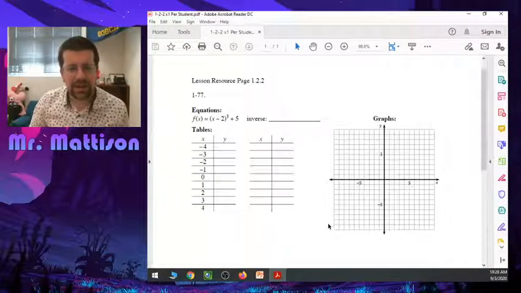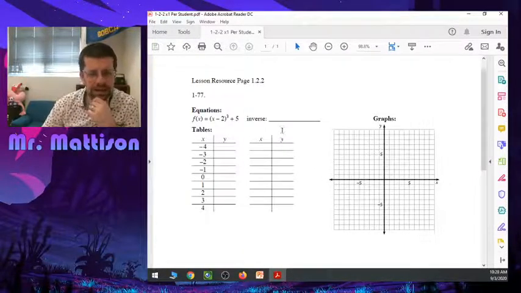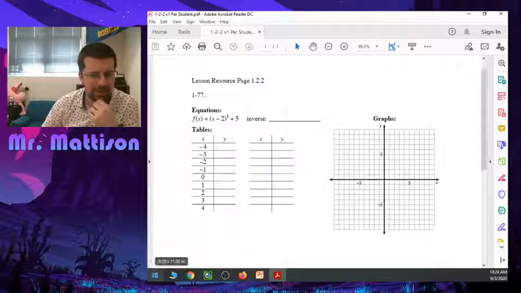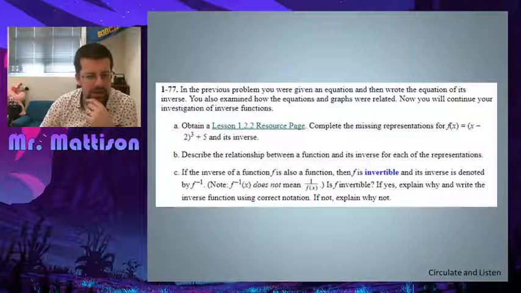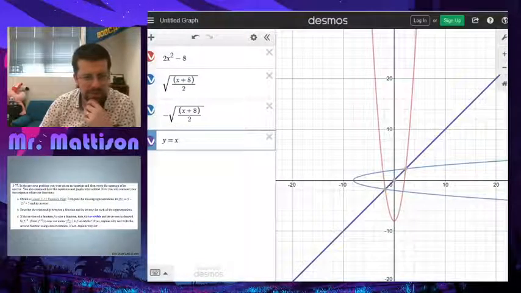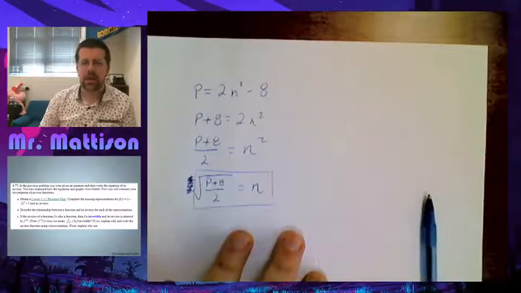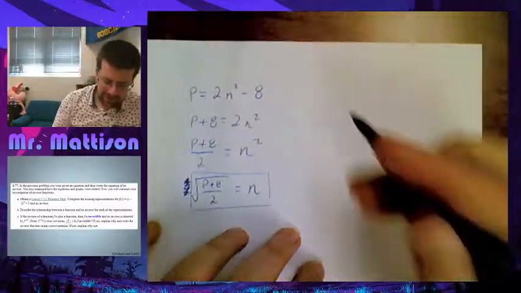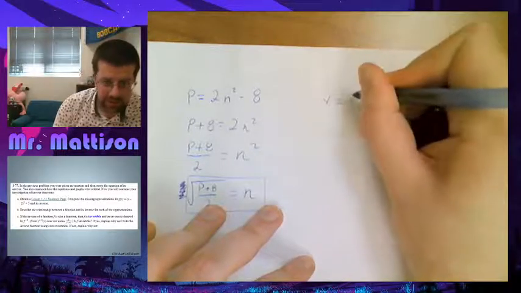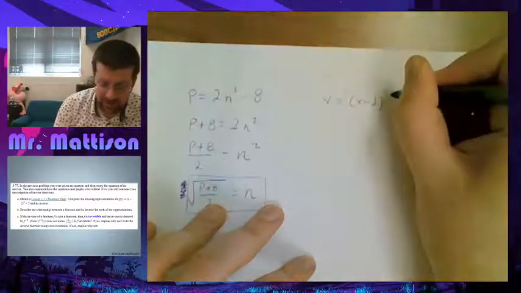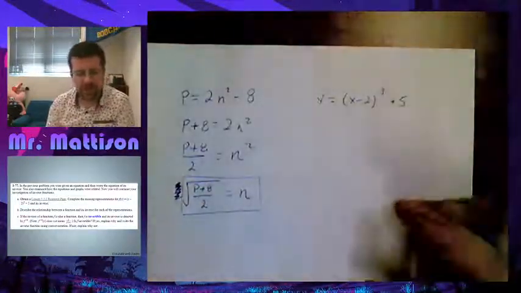All right, now that you're back, when we get the inverse here, I'm going to go ahead and pop back over. Let me pull this over here. I want my document camera. There we go. Okay, so my original equation was y equals (x minus 2) cubed plus 5, right?